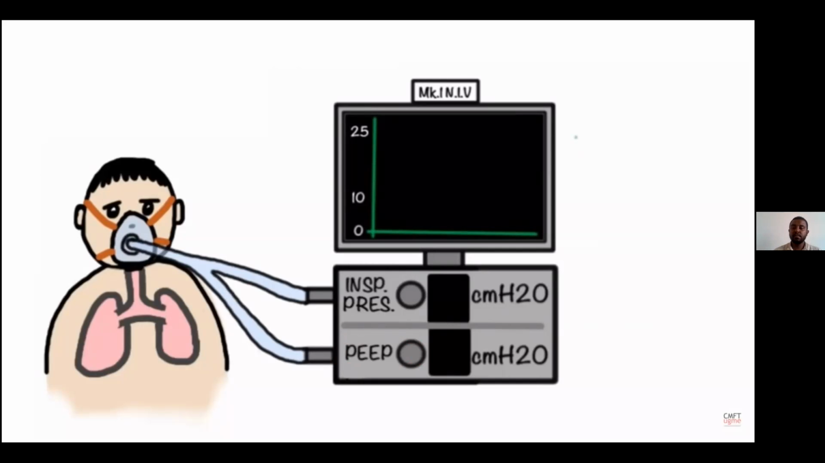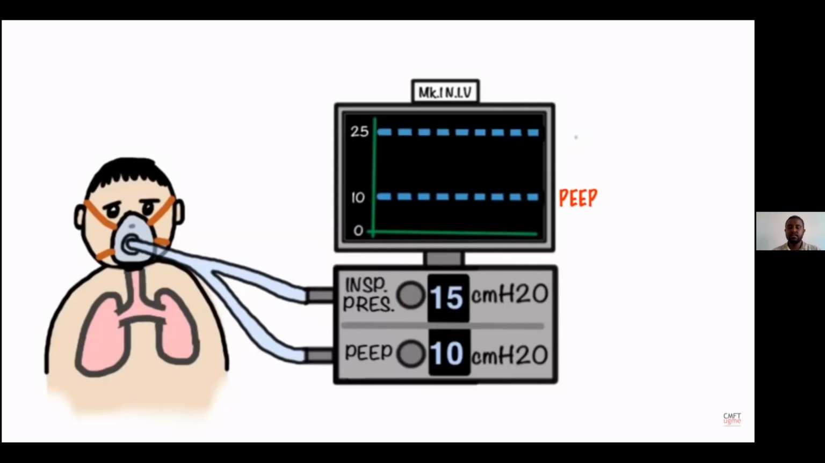Secondly, the pressure that creates the push. This is the inspiratory pressure, which increases the size of each breath or tidal volume. The bigger the pressure, the bigger the push, the bigger the tidal volume. So let's assume that we set the PEEP at 10 centimetres of water. The pressure in the patient's lungs will not drop below this level. It's now the baseline pressure, if you like. Now assume we set the inspiratory pressure at 15 centimetres of water. Note that the inspiratory pressure is added on top of the PEEP.